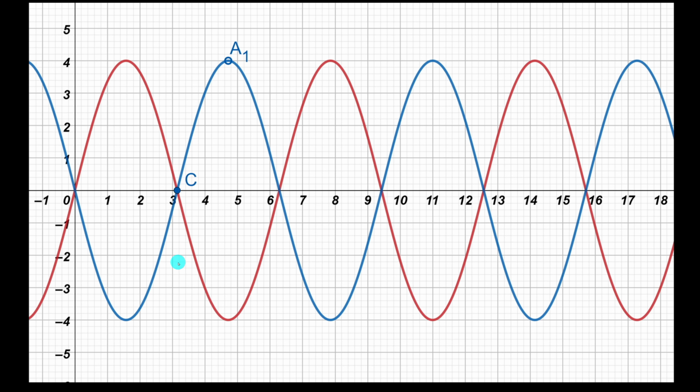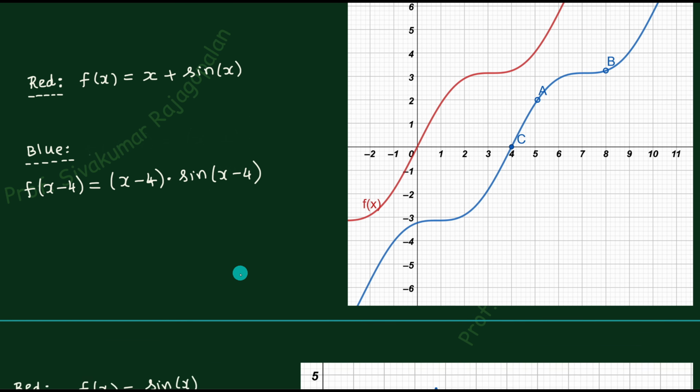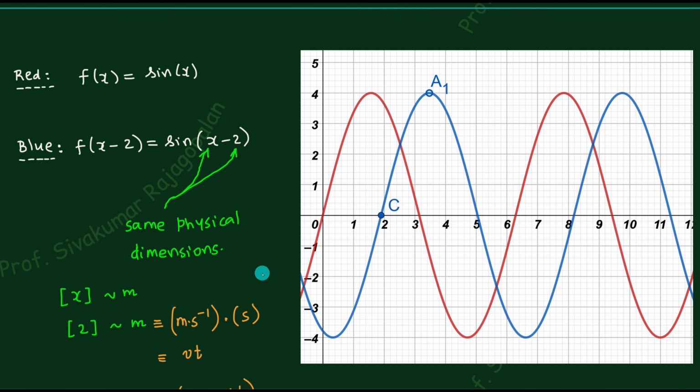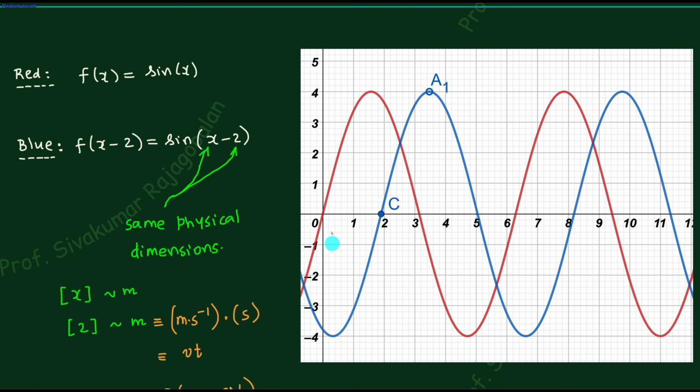And once this is clear, we will again ask the question: what is the equation of the blue curve and what is the equation of the red curve? So let me write, and that will be clear for you. Here it is clear that I started with the red curve. Therefore the red color curve is actually the sin x graph, and for the blue color curve, you don't have to struggle to find the equation.